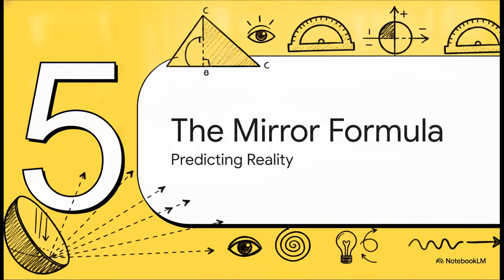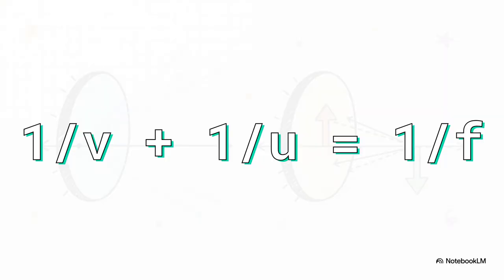Finally, Section 5, the mirror formula. All of this geometry, the rays, the shapes, the angles, it all culminates right here in the mirror formula. It's this brilliant, heroic equation that literally calculates physical reality. 1/v, where v is our image distance, plus 1/u, the object distance, always equals 1/f, the focal length. It mathematically links the physical curvature of the mirror with the precise real-world location of the object.